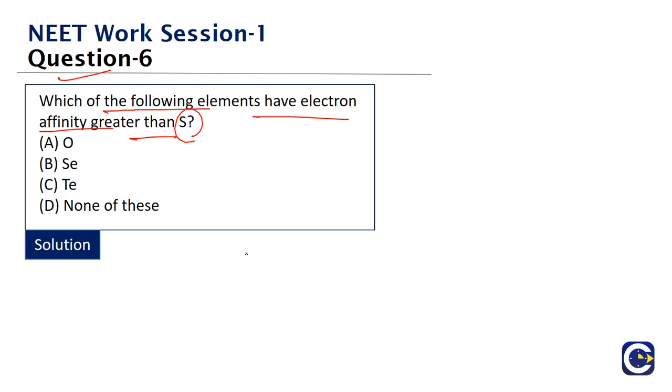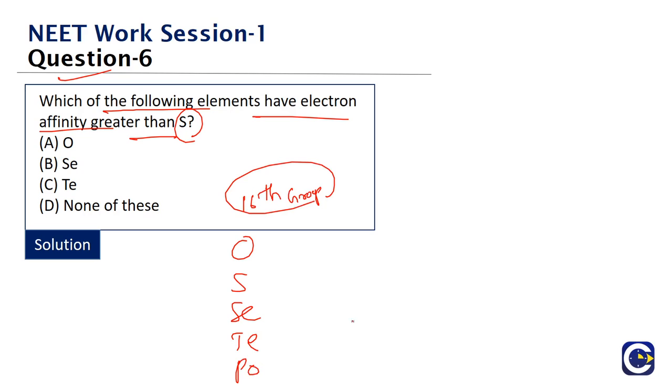Where do these elements come? Oxygen, sulfur, selenium, tellurium, polonium. These are all the elements of the 16th group. Now, what is electron affinity? Electron affinity represents the energy released by a gaseous atom of the element when one extra electron is added to it.